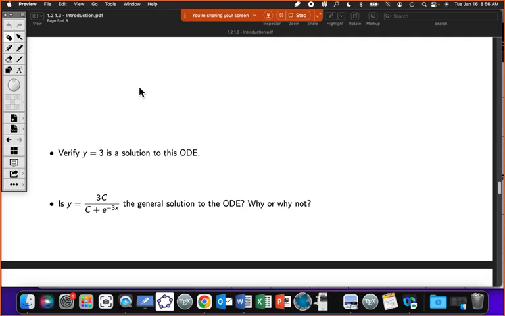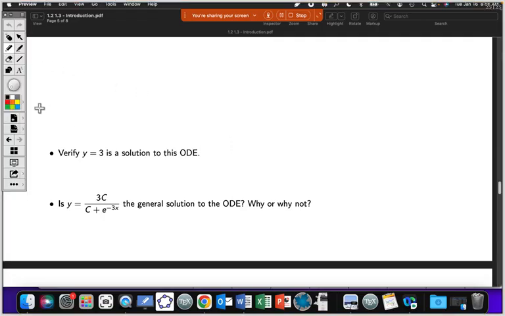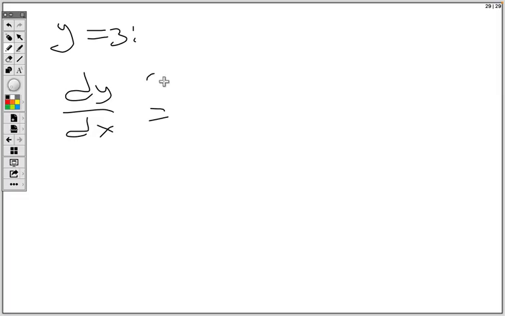Verify that y equals 3 is a solution to this differential equation. All right, so this seems a little anticlimactic, but it's the end of the class. So they're looking at y equals 3, so we have to check, does dy dx equal y times 3 minus y? Whoops, I gave it away.